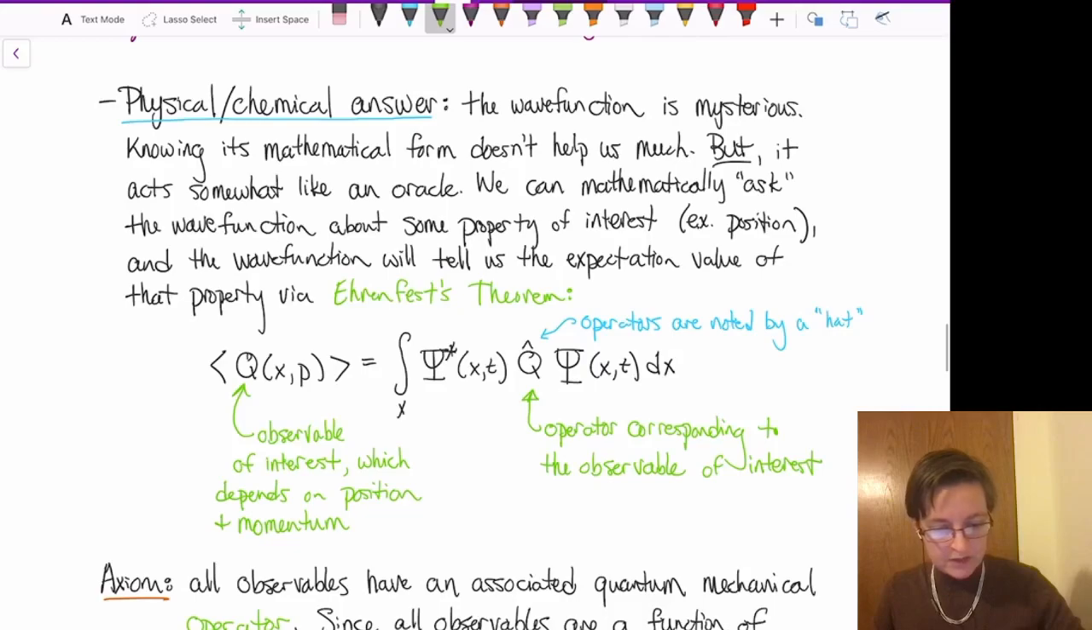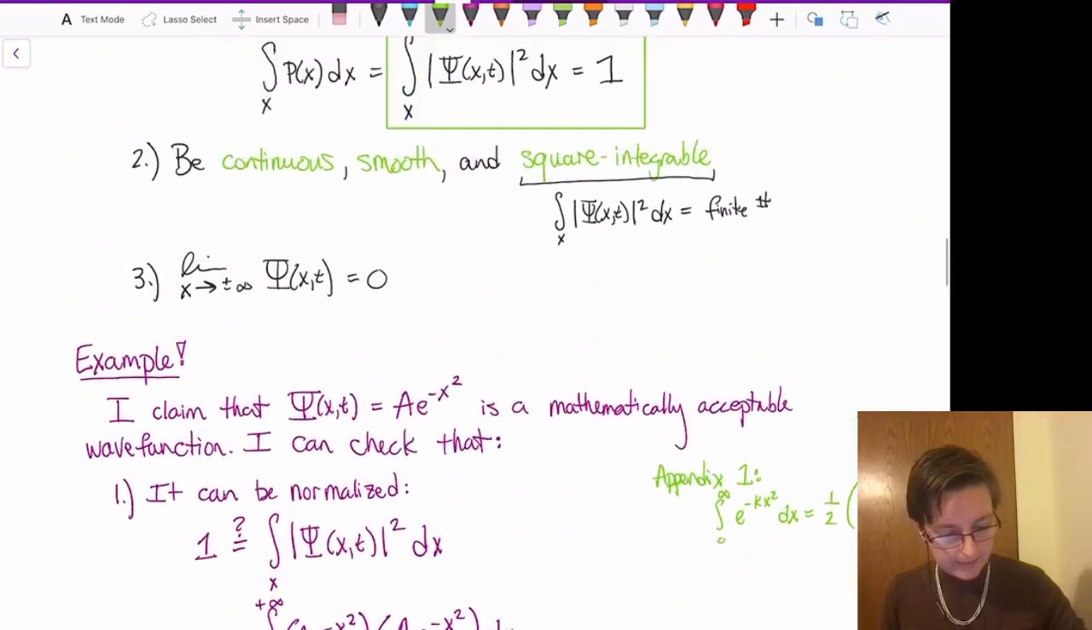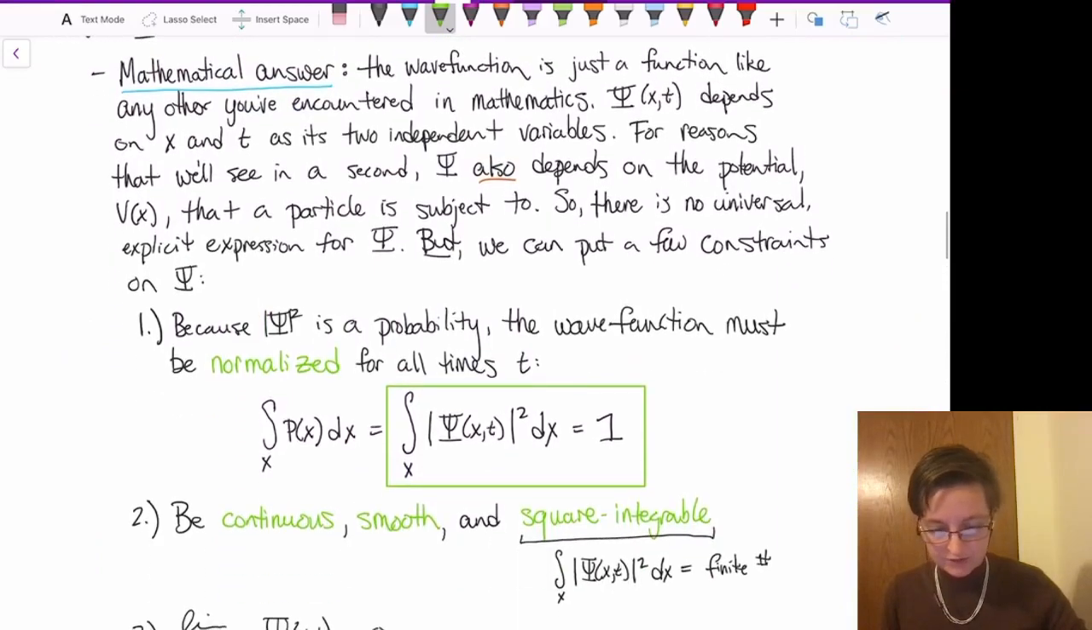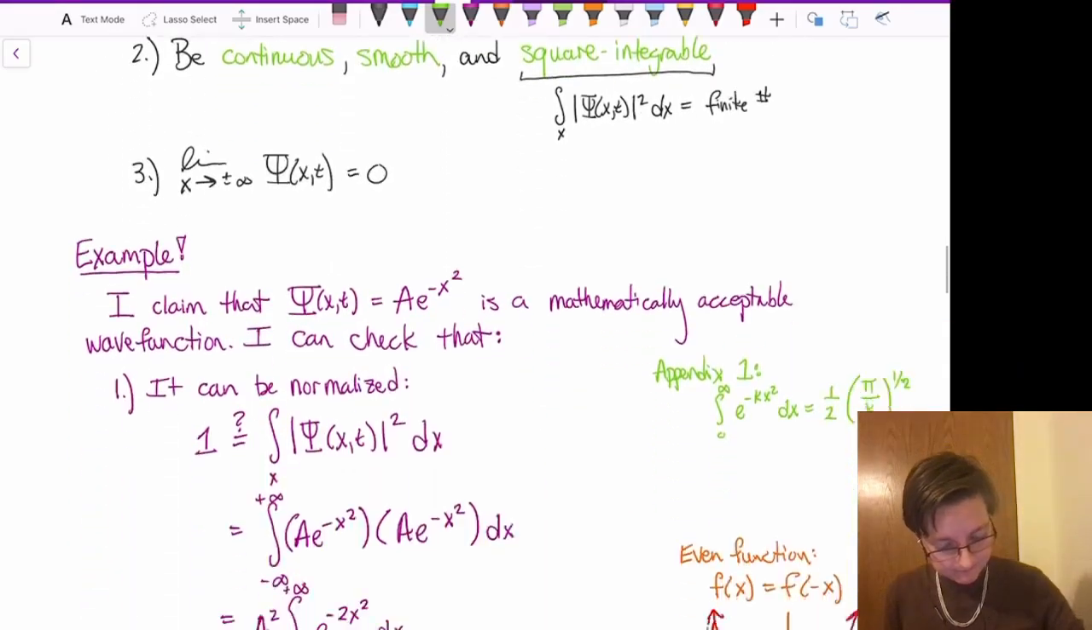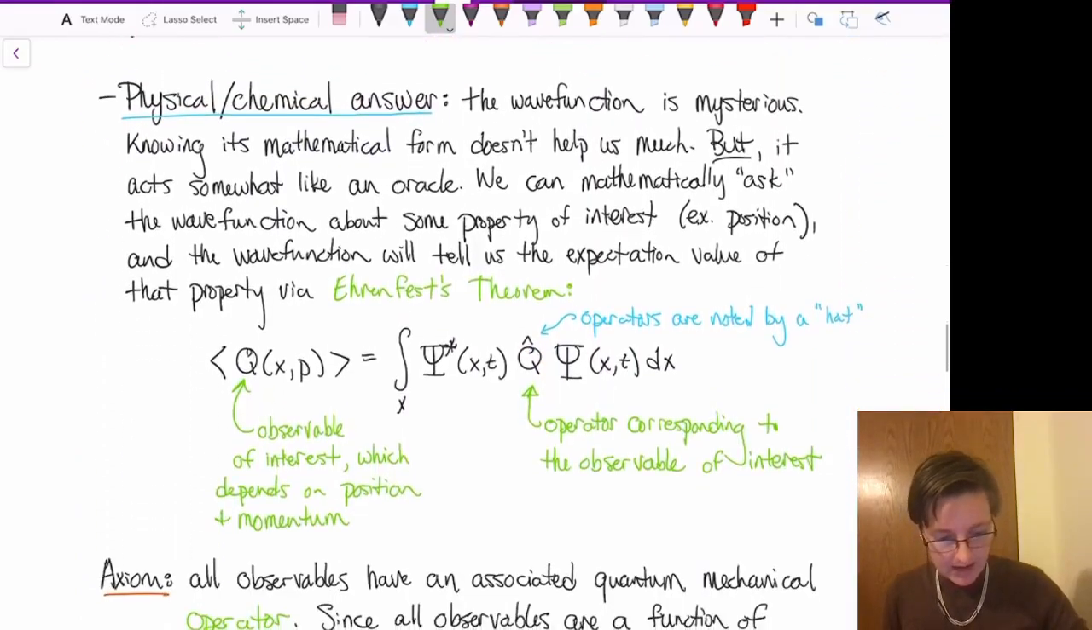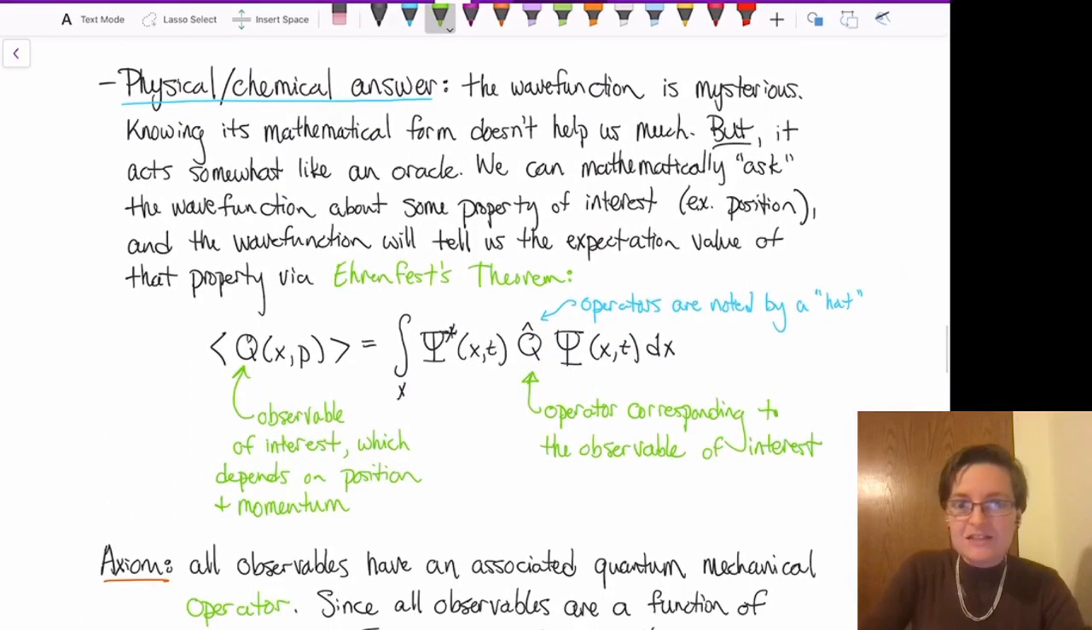Okay, so let's take a step back now. We talked earlier about a mathematical interpretation of the wave function. It's a function, it has certain properties, but we still haven't really answered the chemistry question of what is the wave function. And I think it's honestly tough to give an answer to this. The Born interpretation may be the best physical handle we have on the wave function.